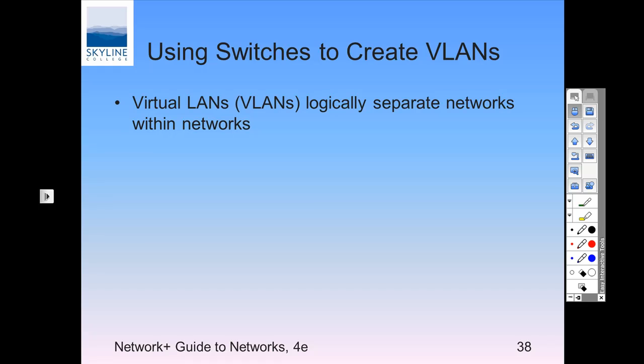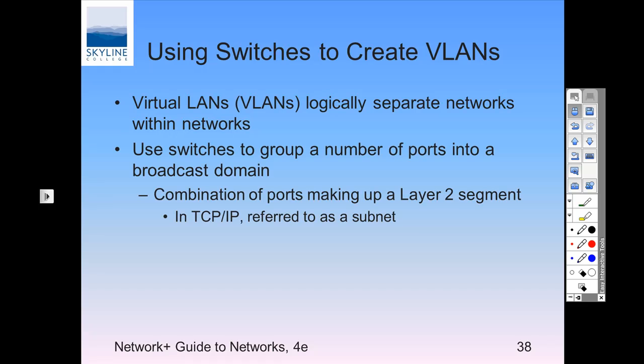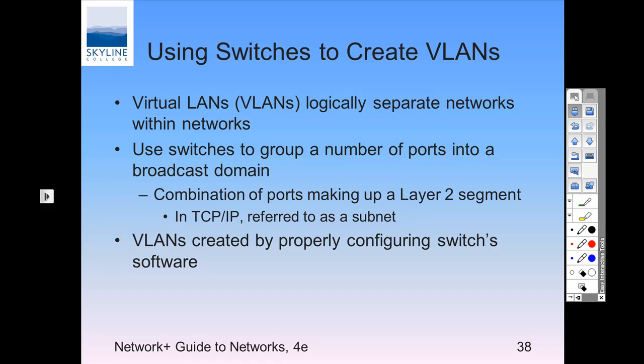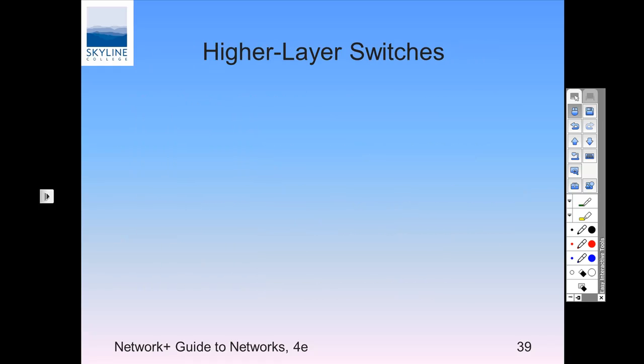But if they're running correctly, they're really the device that you would want. Logically separate networks within networks, kind of what we talked about. We have different layer 3 networks, multiple layer 3 networks on a single device. Switches group a number of ports into a broadcast domain. A combination of ports making up a layer 2 segment, in TCP/IP, is referred to as a subnet. And we'll get into subnetting and all sorts of fun in the next block. Created by properly configuring the switch's software, and it's really not a very difficult task to do.